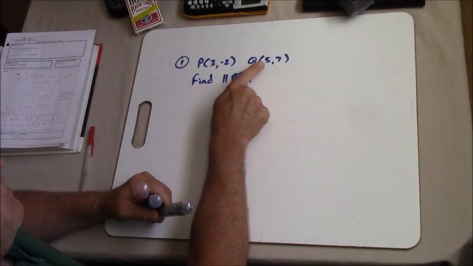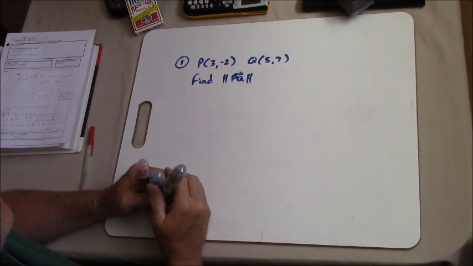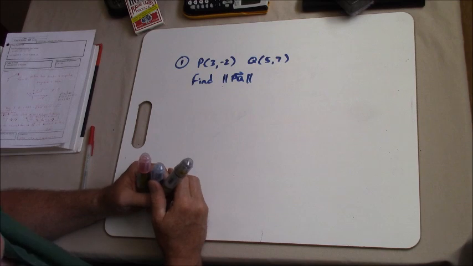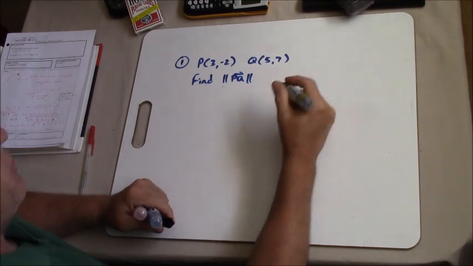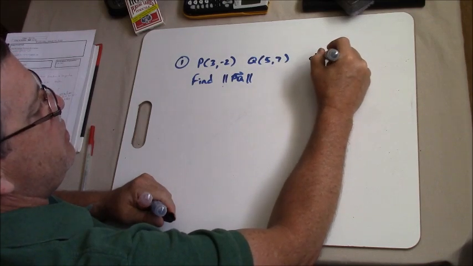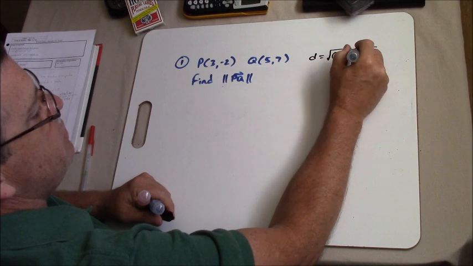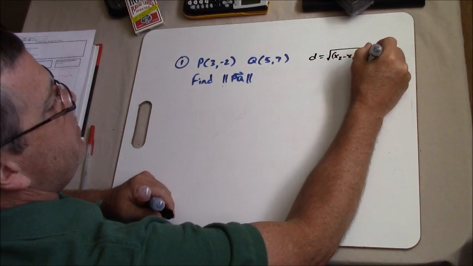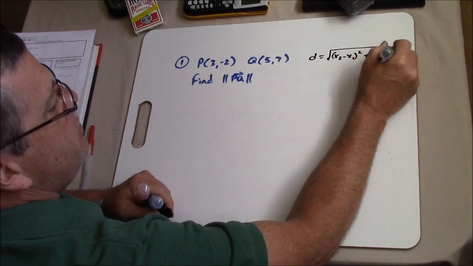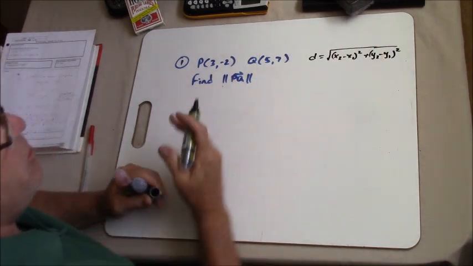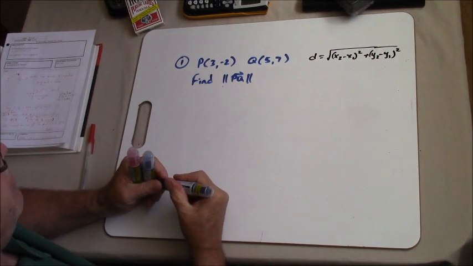Okay, so you could plot these 2 points and draw a triangle, and then go ahead and do the Pythagorean theorem. That'd work. Or if you remember the distance formula, distance equals the square root of x2 minus x1 squared plus y2 minus y1 squared. You could do it that way as well. Okay, so 2 different ways.